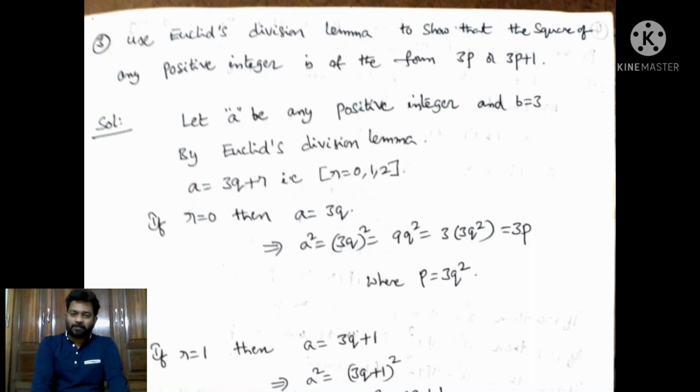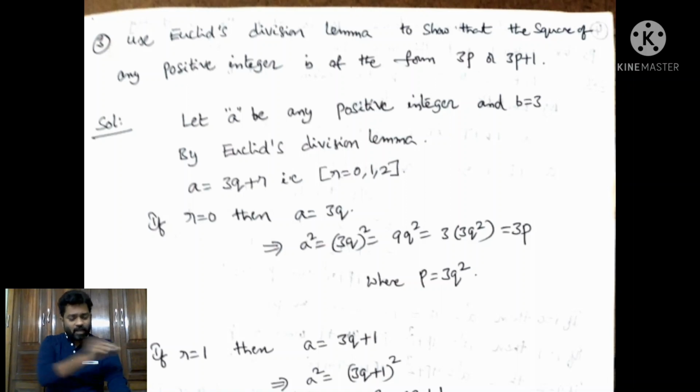Third sum. Use Euclid's division lemma to show that the square of any positive integer is of the form 3p or 3p plus 1. Let a be any positive integer. Here b equal to 3. By Euclid's division lemma, a is equal to 3q plus r. Here r equal to 0, 1, 2. Why? Here b equal to 3, then r equal to 0, 1, 2.